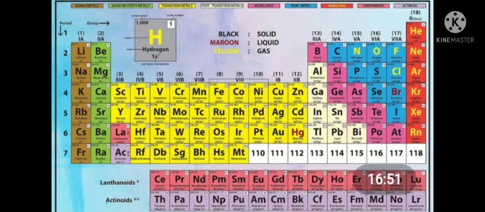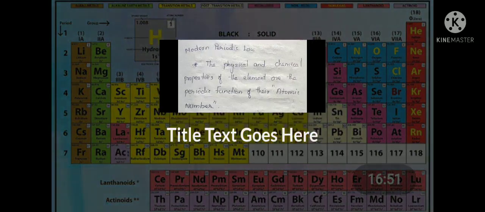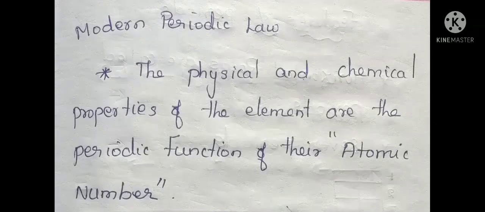Okay, wow. So this periodic table is called the modern periodic table, and he formulated the modern periodic law. According to him, physical and chemical properties of the elements are the periodic functions of their atomic number. So from this what you understood, the atomic number is the basic one which gives chemical properties to the elements. Okay. The next one, features of periods.